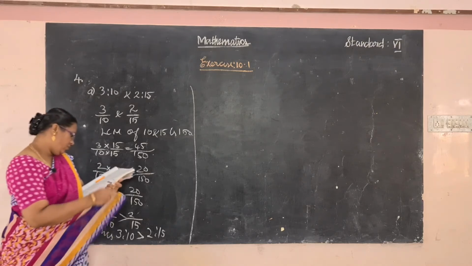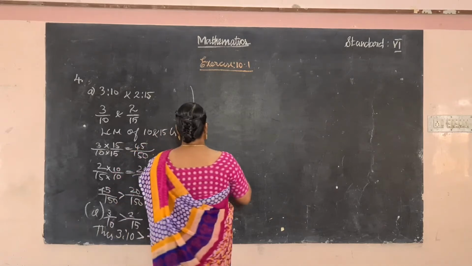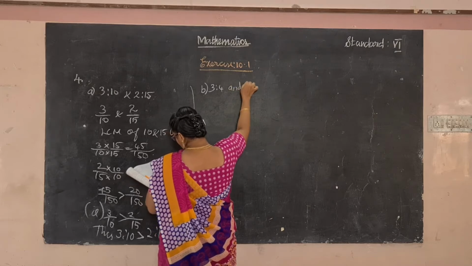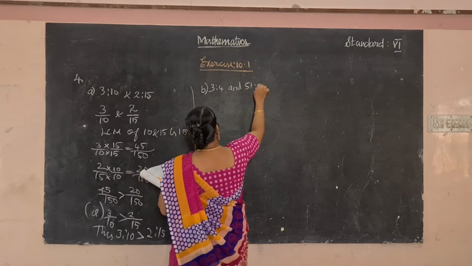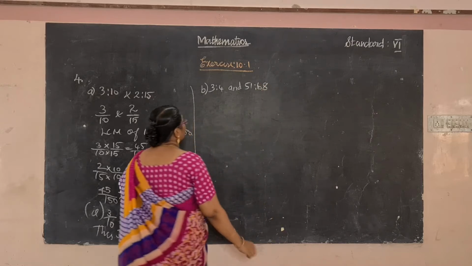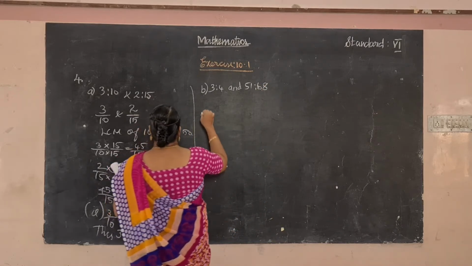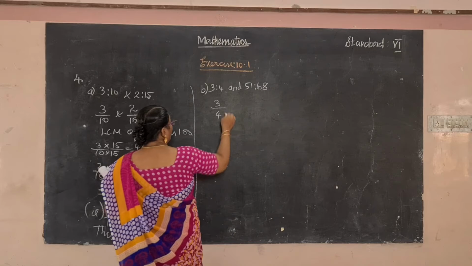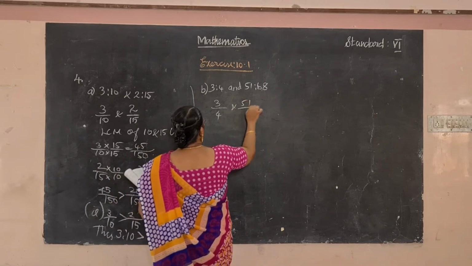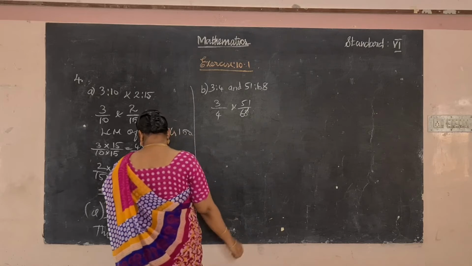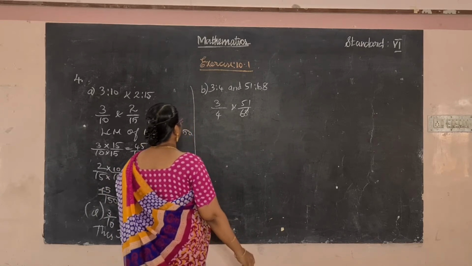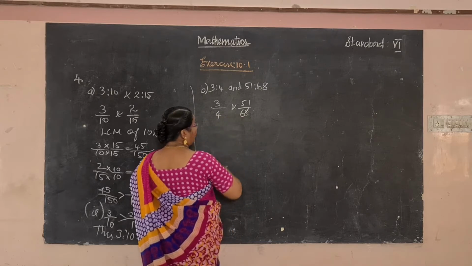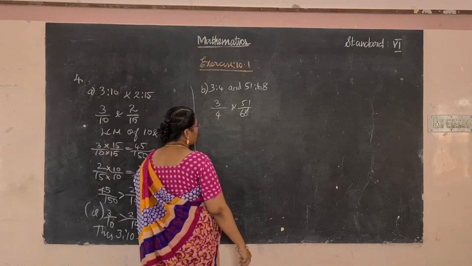B. 3 is to 4 and 51 is to 68. First write the fraction. So 3 by 4 and 51 by 68. And here the denominators, the consequent values, are different.